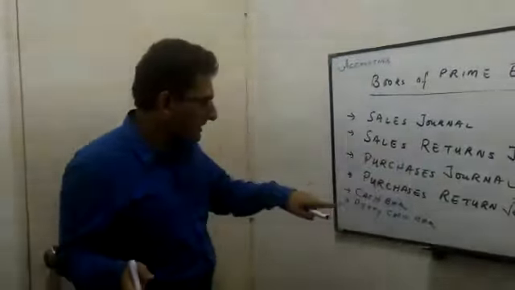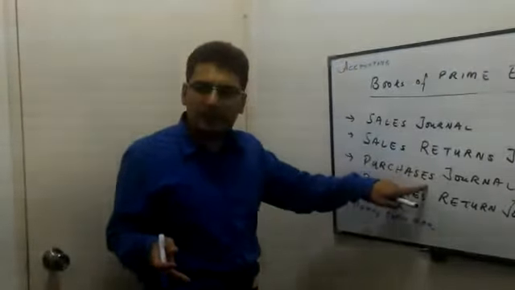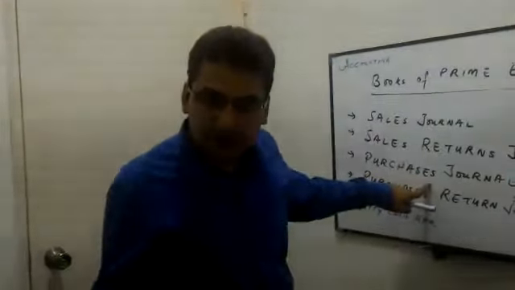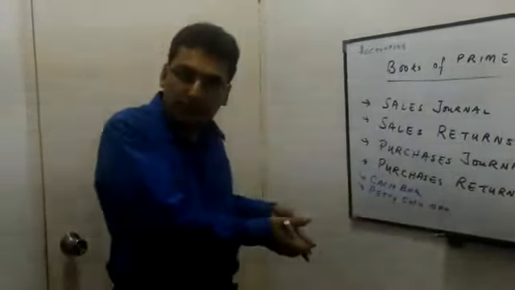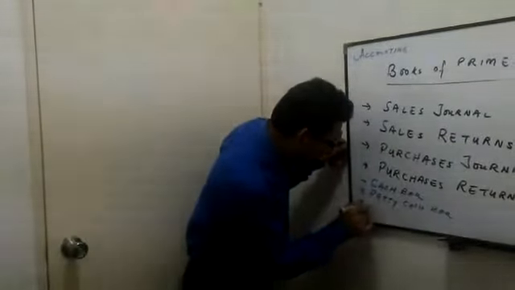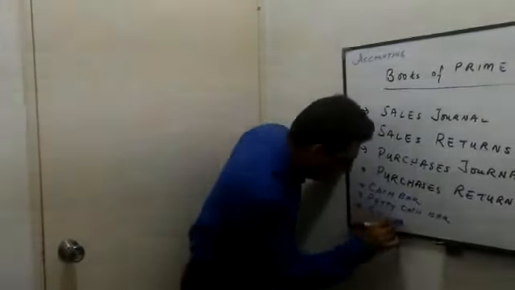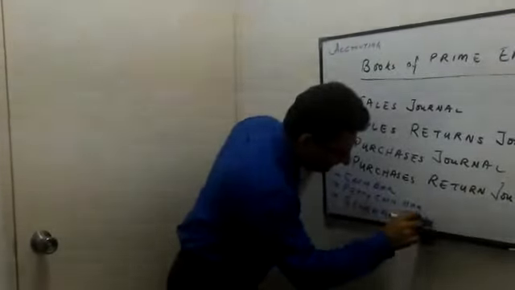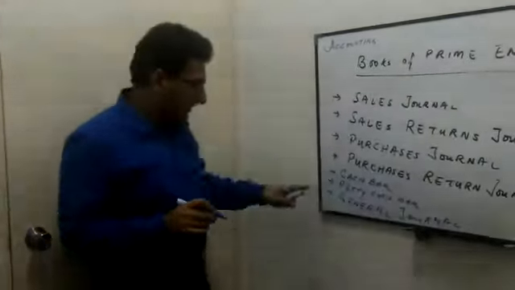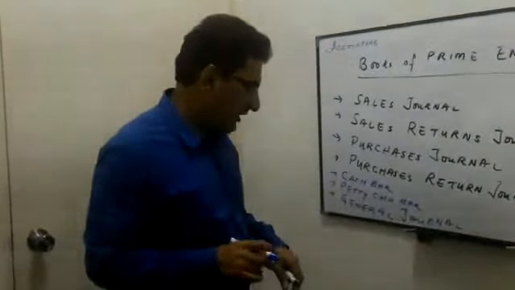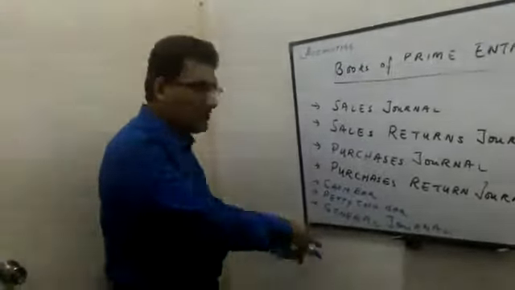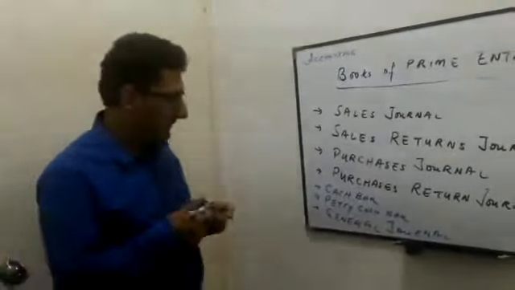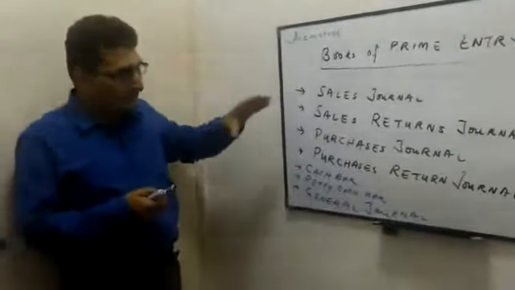And we have one more book. If we couldn't record an entry in any of these books, we need another book where we record all the journal entries. Can we record the purchase of a building in the purchases journal? The purchases journal is used for buying goods, and a building is not a good. So where are we going to record the purchase of the building? It is recorded in the general journal.